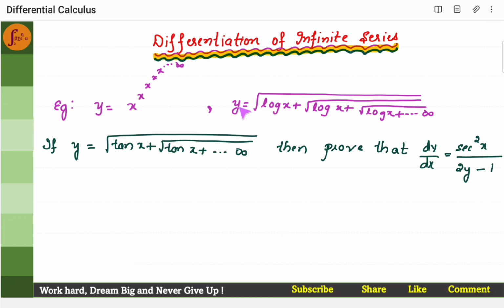Similarly, here if you see, we have y is equal to square root of log x plus square root of log x plus square root of log x till infinity, right? Now, how do we find the derivative of such functions?